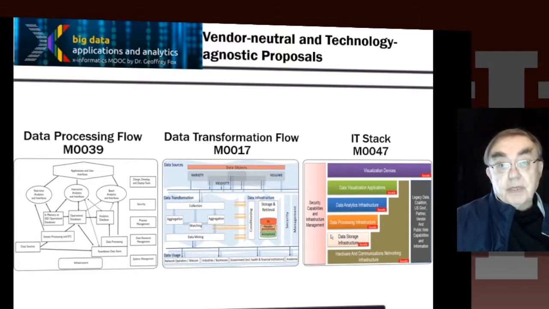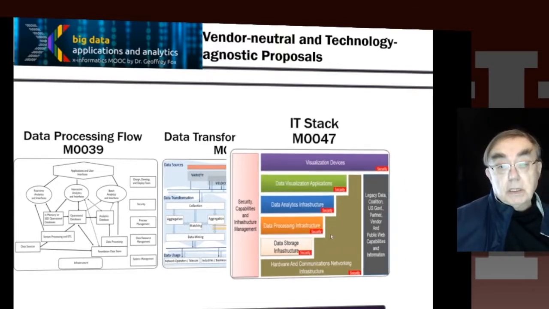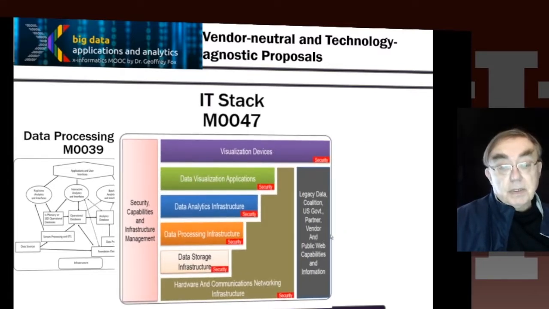And these are three of these rather generic architectures. If you look in more detail, this has, as often you see, this is for the IT stack, M0047. You have security as a cross-cutting theme, visualization, analytics, processing, storage. So this is sort of hardware, storage, processing, analytics, visualization, software, and then the actual devices. And of course, the people are sitting here looking at the visualization. So that's one generic architecture.